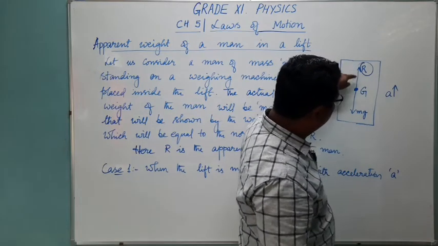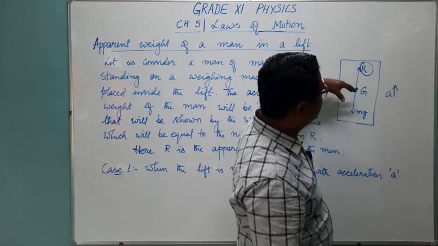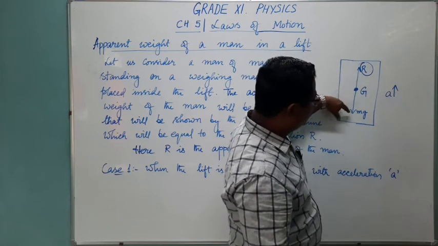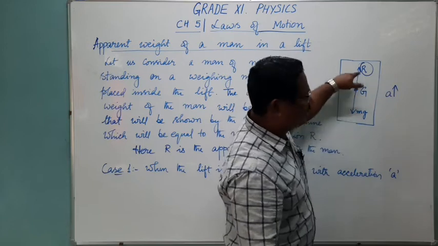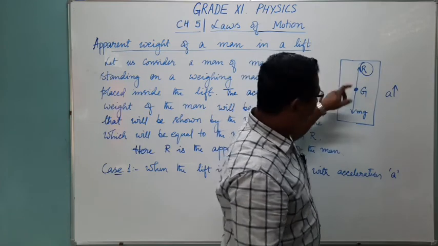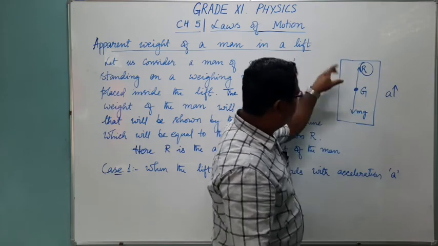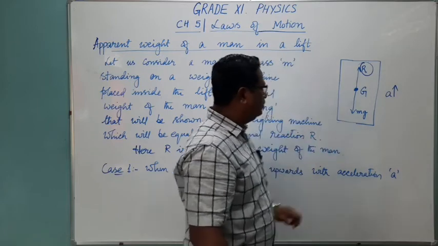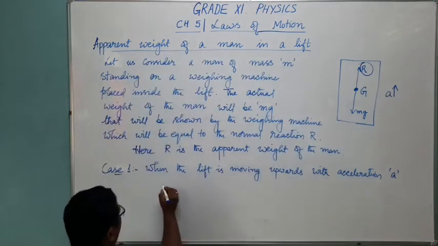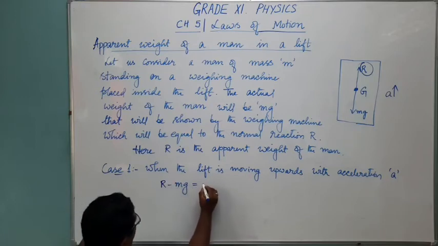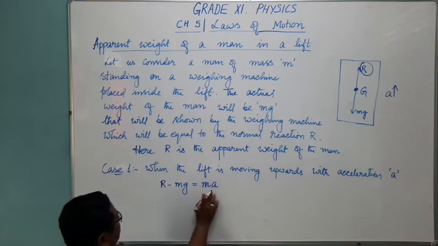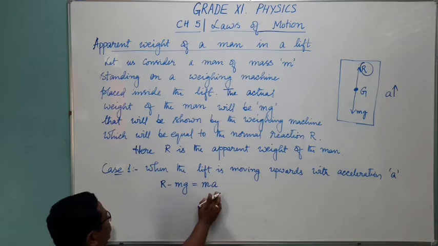So you will take R minus mg. Which side it moves, that side you take first. R minus mg. If the body is coming down, the lift is coming down, we will take mg minus R. That is the technique that you have to know. The body is moving up, so R will be bigger than mg now. So R minus mg will be equal to the mass of the man into acceleration. This is the extra force that the lift is providing to the man. That is mass into acceleration, that is the extra force.